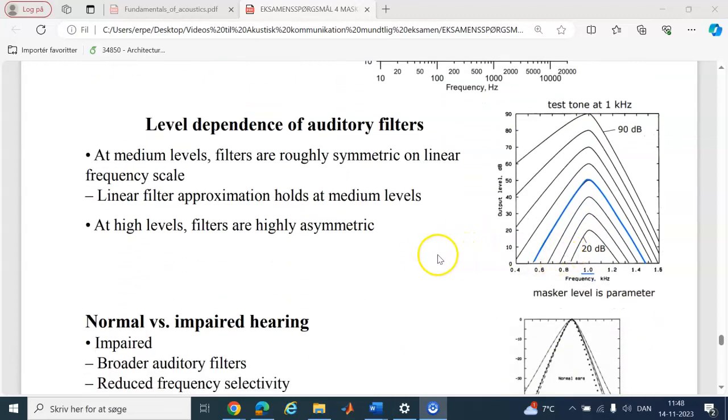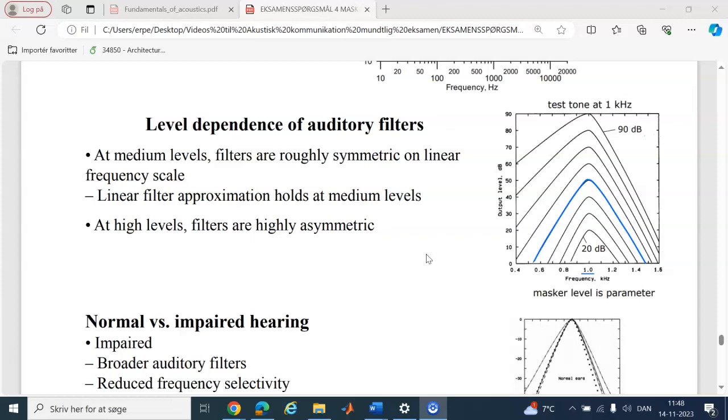Level dependence of auditory filters. At medium levels, filters are roughly symmetric on a linear frequency scale, and the linear filter approximation holds. At high levels, filters are highly asymmetric. At the higher levels, we have a test tone, and the masker level is a parameter.